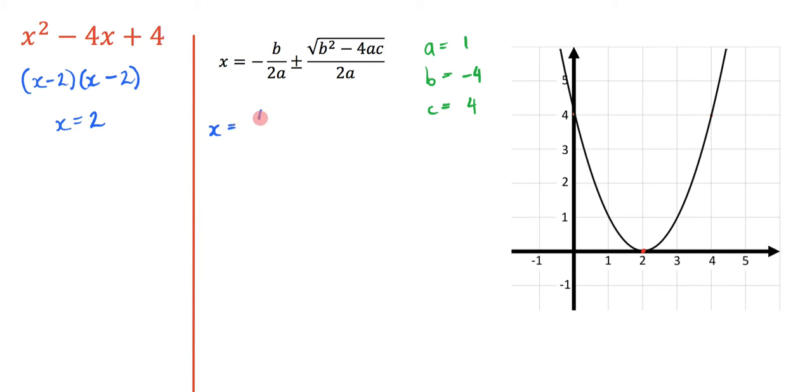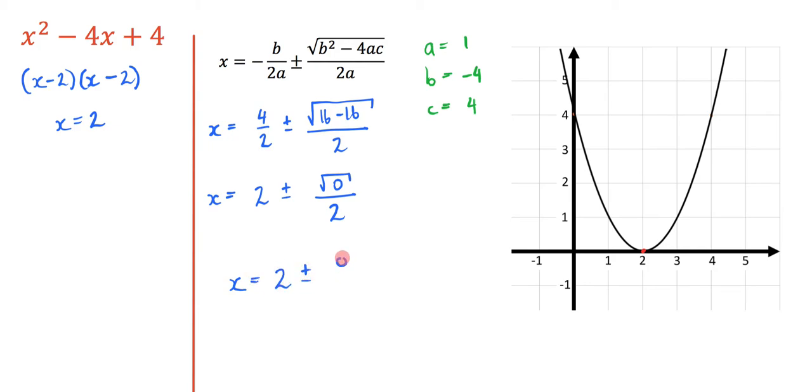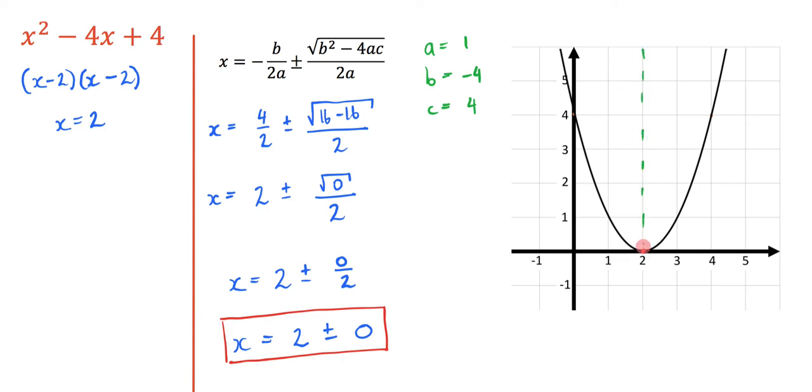It's going to be 4 over 2 plus or minus the square root of 16 minus 16 over 2. I then continue with my working. This is going to be 2 plus or minus the square root of 0 over 2, which will finally be x is equal to 2 plus or minus 0 over 2, which of course is just x equals 2 plus or minus 0. So this time, it's telling me the same thing as it was saying before. It's saying go to where x equals 2. So it's giving me my axis of symmetry, which is x equals 2.